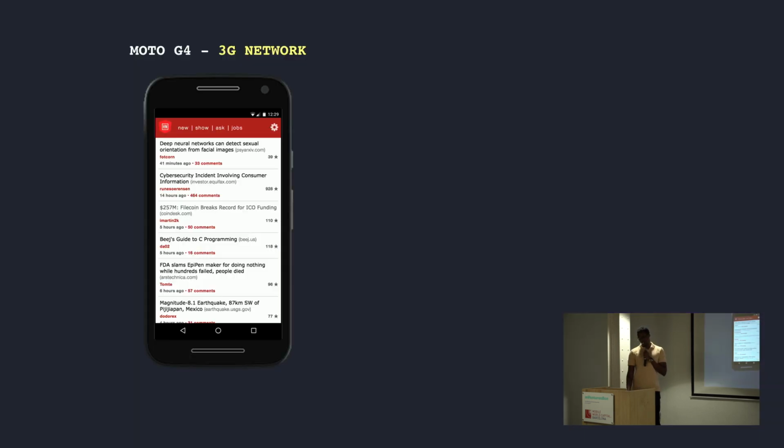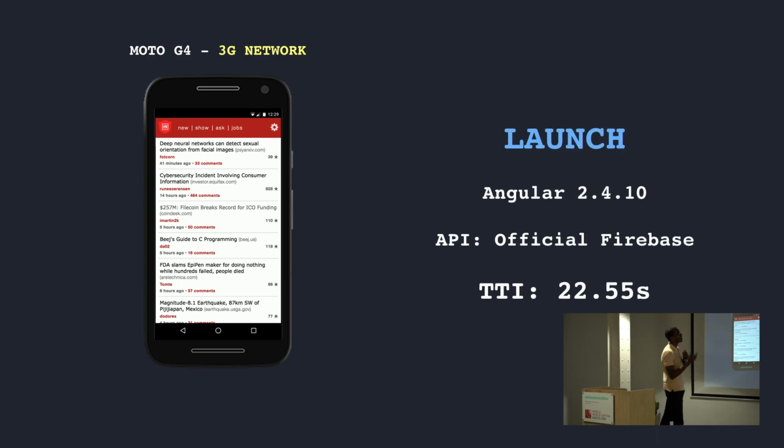There you go. Nice. So after a while, when I started actually trying to test performance for this application, I started using WebPageTest, and I said, hey, I want to test a Moto G4 on a 3G network. When I launched the app for the very first time, it was with Angular 2.4.10, that specific version, and I was using the official Hacker News Firebase API. The time to interact was 22.55 seconds.